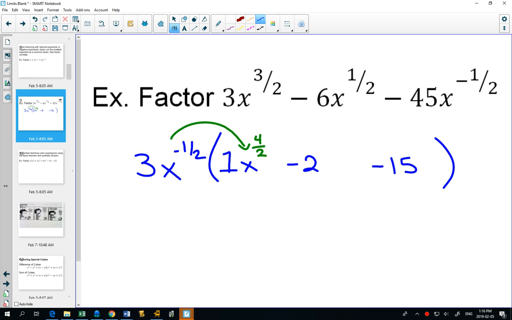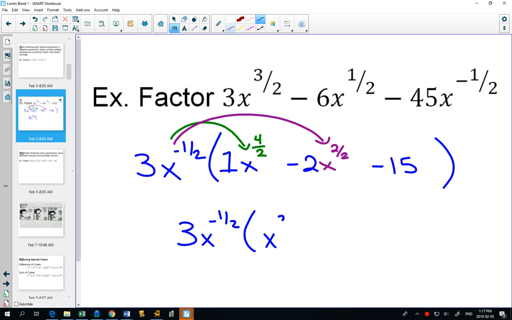Same thing here. If I go to the next one, what would have to be here? X to the what to get 1/2? -1/2 plus 2/2 would give me +1/2. And of course, in the last one, you factored that x to the -1/2 out, so it wouldn't be there anymore. I added that as an extra step. Most of you would just go to this right away and write x squared minus 2x minus 15.